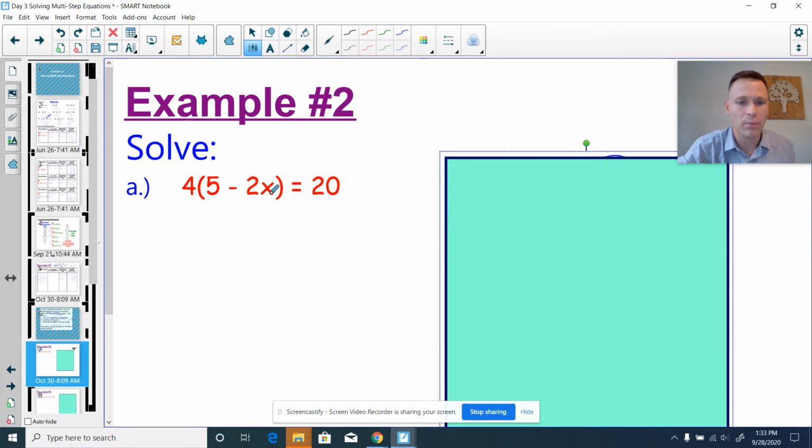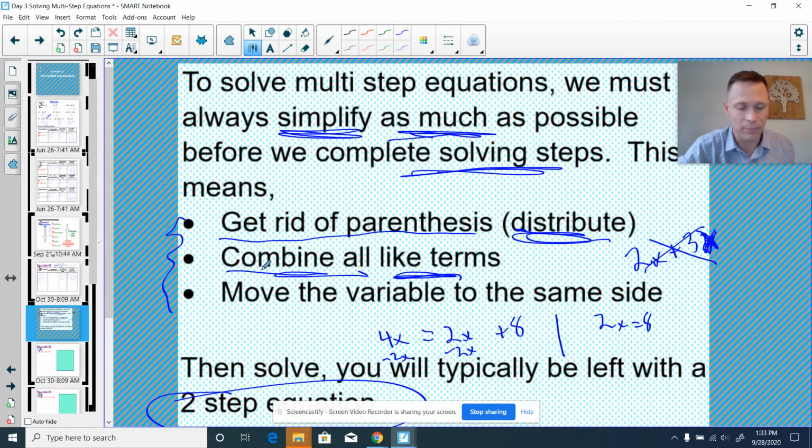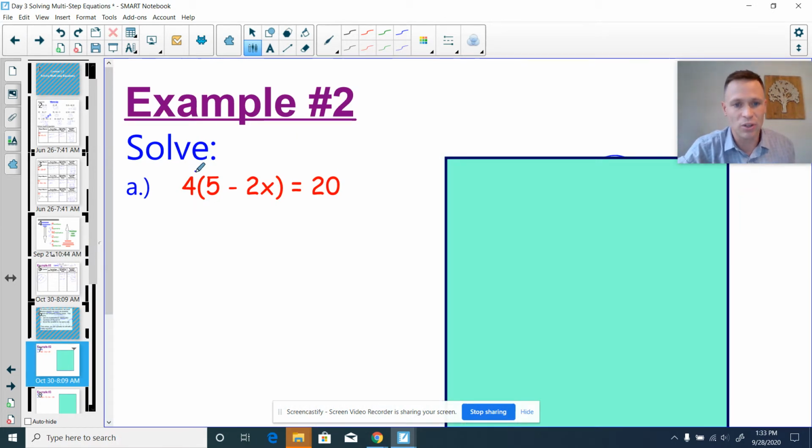So in this problem, I have parentheses that I have to get rid of. So I have to distribute before I do any solving. I'm also going to add the opposite here. So 4 times 5 is 20. And then when I take 4 times negative 2, I get negative 8x, and that's still equal to 20.